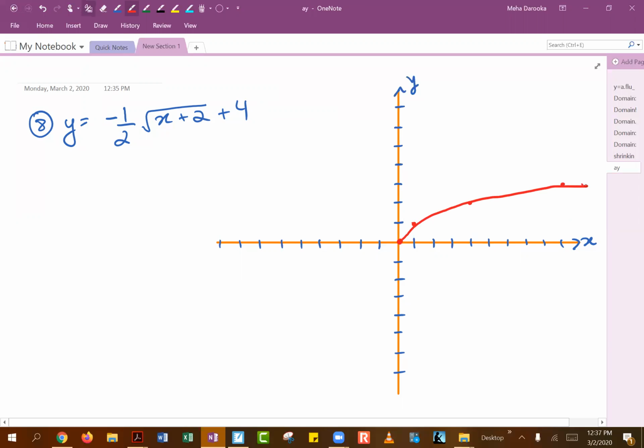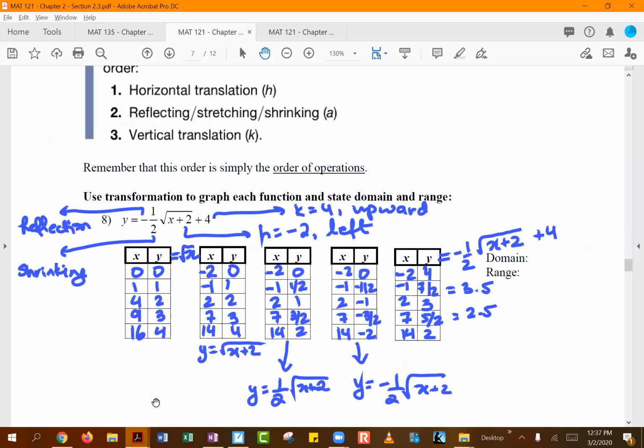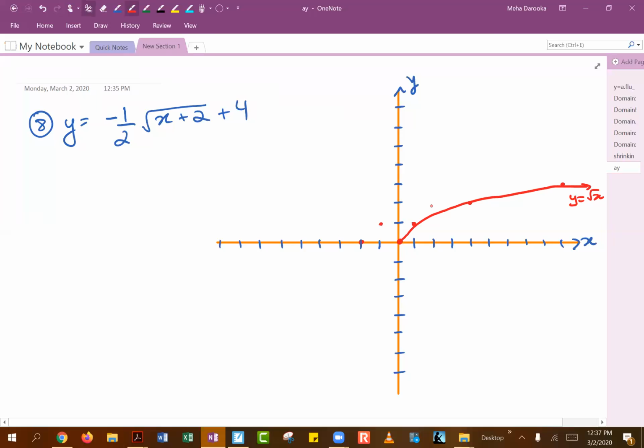And make sure you are labeling each one of your graphs. So we're starting out with our base function. We moved it 2 units to the left. So negative 2, 0, negative 1, 1, 2, 2, 7, 3. Okay, so that was moving our graph 2 units to the left.